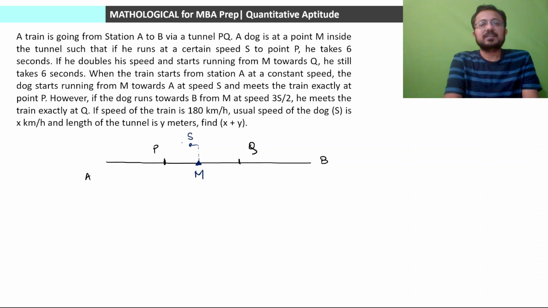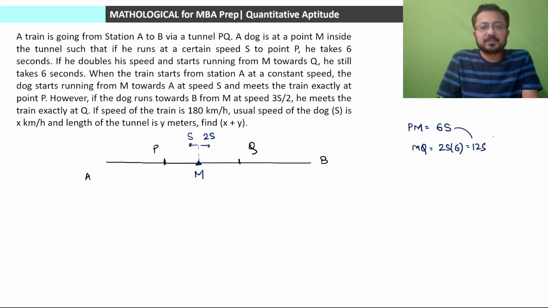If he runs at a speed S to point P, he is taking 6 seconds. So PM distance क्या हो जाएगा? This will be 6 into S if S is in meter per second. Similarly, if he is running from M towards Q at double the speed, यानी कि 2S, then also he is taking 6 seconds. So MQ will be equal to 2S into 6, यानी कि 12S.